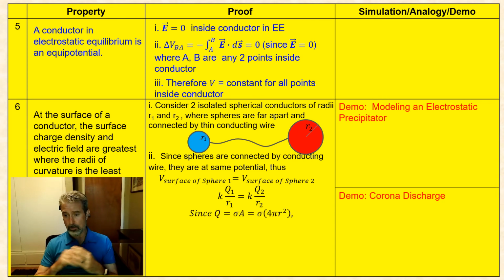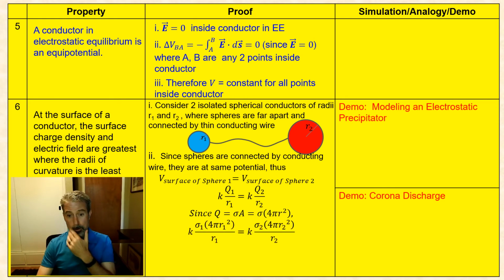The charge on the surface is simply the surface charge density times the surface area, by definition of charge density. And for a sphere, we can write the area of the surface to be 4 pi r squared. Making this substitution into our definition of the electric potential at the surface, and simplifying, we end up with this very simple result: sigma 1 times R1 is equal to sigma 2 times R2.